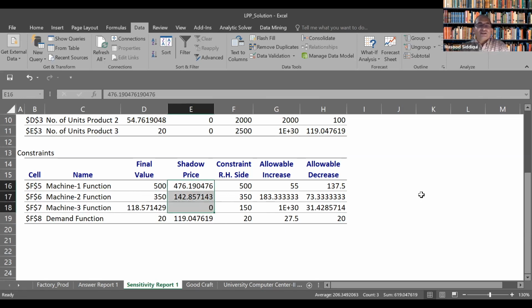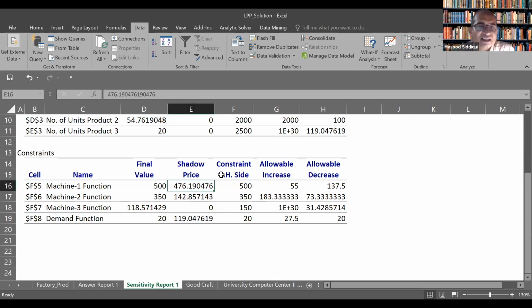So if you have to decide that you can hire only one machine, machine 1, machine 2, or machine 3, which machine is to be preferred? Obviously we go for machine 1 because it is giving us the highest profit. This is the concept of the shadow price, because it is giving a per unit profit of 476. Machine 2 is giving a profit of 142, right? So if we have to hire only one machine, then machine 1 should be preferred.